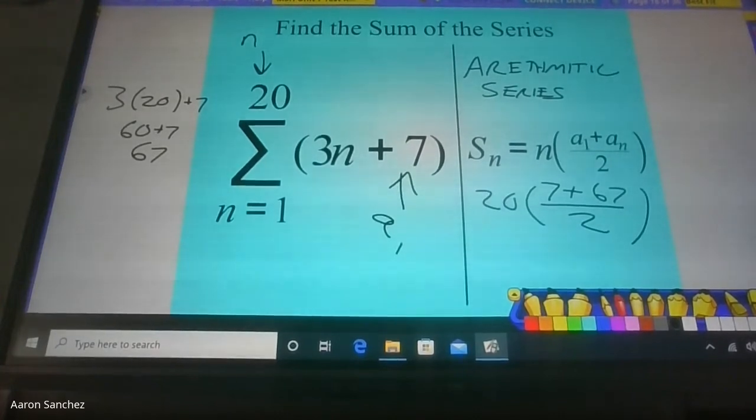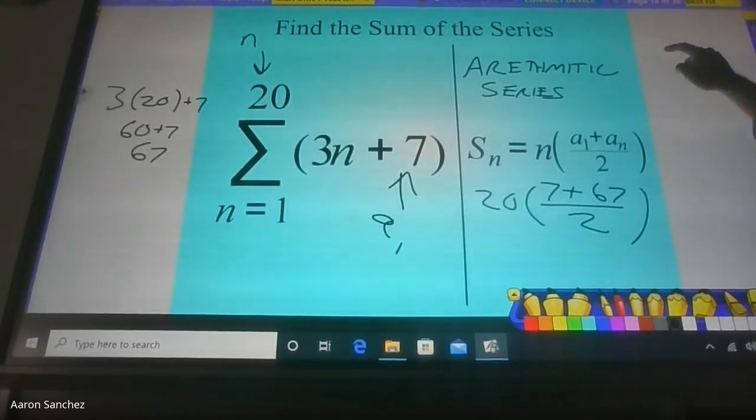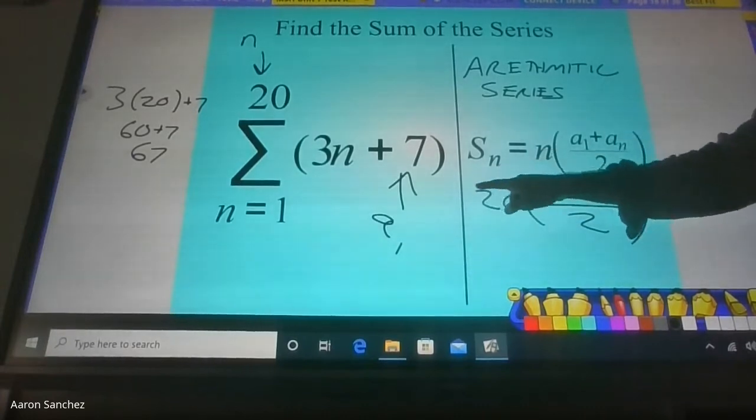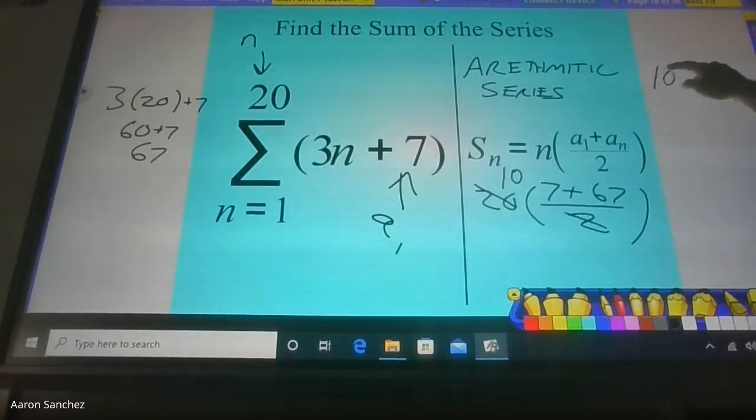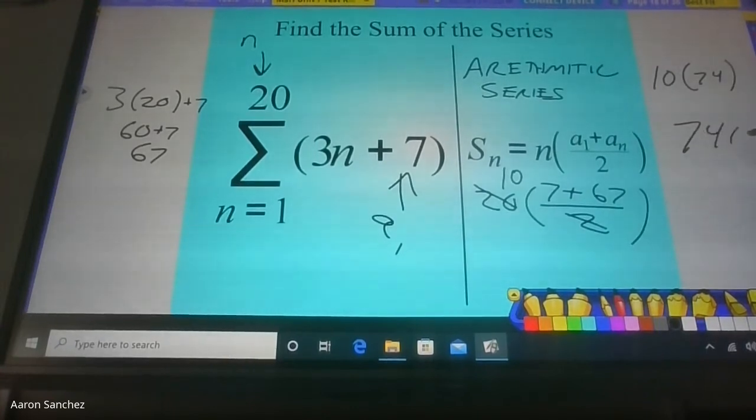What do you guys get? Oh, that's easy. Times 10. 7 plus 67, 740. What do you guys get? So these cancel out. This becomes 10. 7 plus 67 is 10 times 74, which is 740.